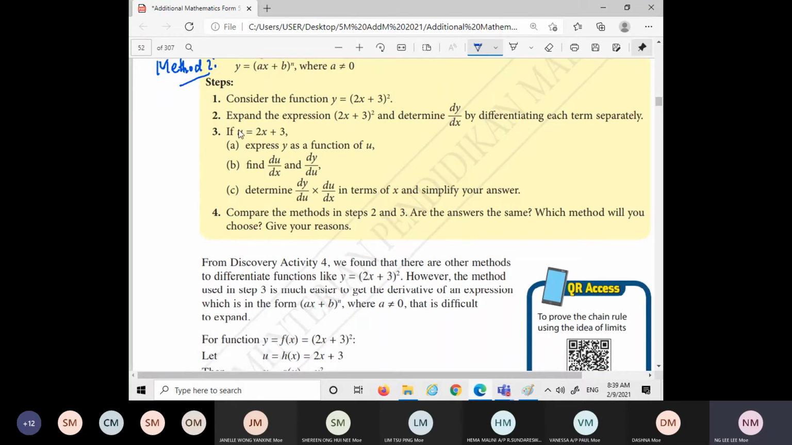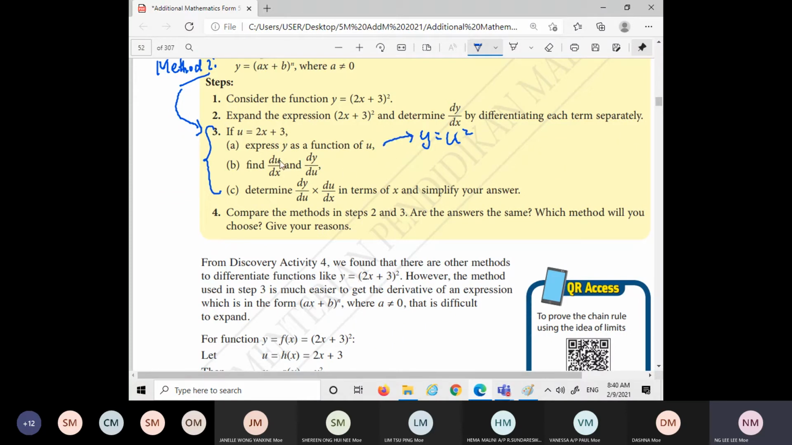Okay, so what we're going to do for method number 2 starts from this part. We let u be equal to 2x plus 3. Here, this part, I let 2x plus 3 be another thing. So now y becomes u to the power of 2, because I let the 2x plus 3 be u. I replace this whole thing with u, so y is equal to u squared now. So the first part: express y as a function of u.